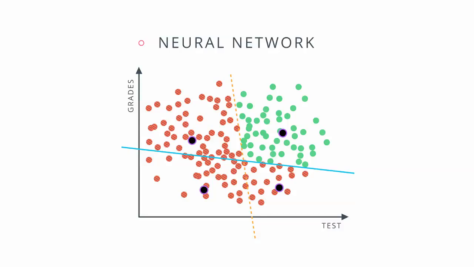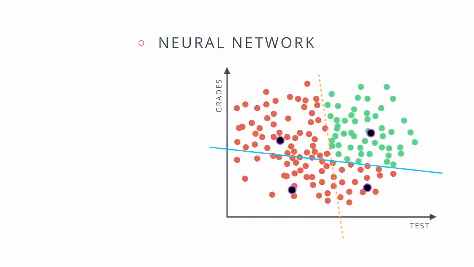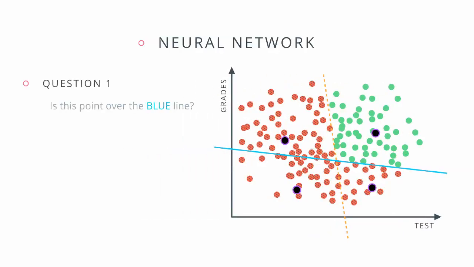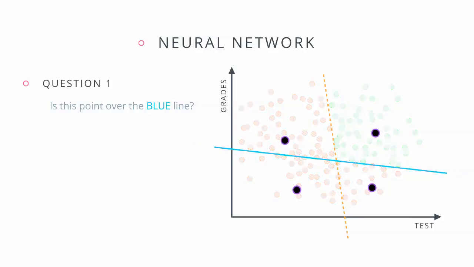Well, let's say we're working in a very slow computer which can only do one thing at a time. So it's not easy to just ask, is this point in the area bounded by these 2 lines? We have to split it into separate questions. The first question is, is the point over the blue line? Let's answer that question based on the 4 black points in the graph. We can see that for these 4 points, the answers are yes, yes, no, and no.